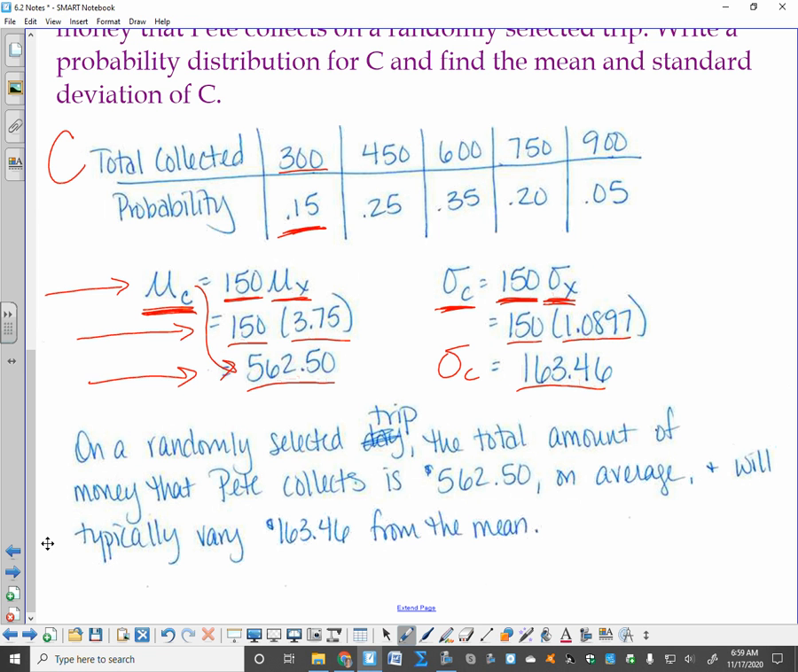Okay, so you guys can see that we're using a probability model. We're using the fact that we know that multiplication changes the mean and the standard deviation, and we're putting a nice big fat bow on it with our sentence, our conclusion.